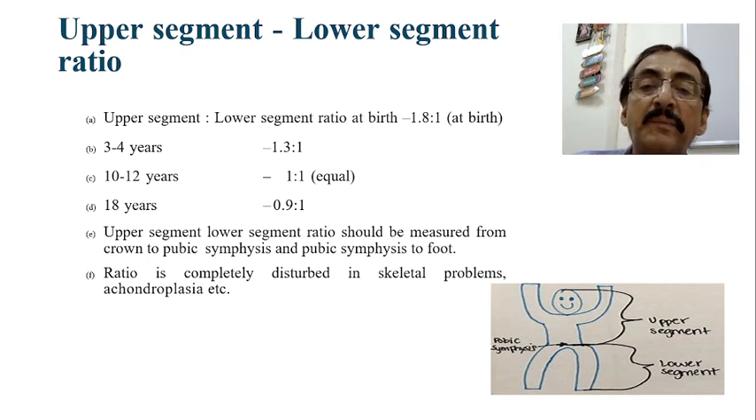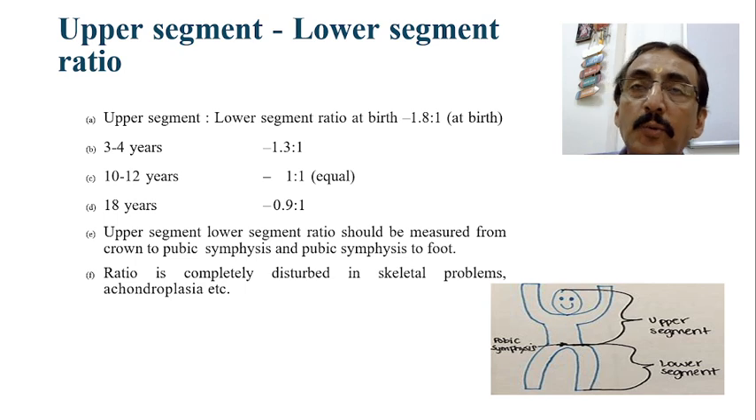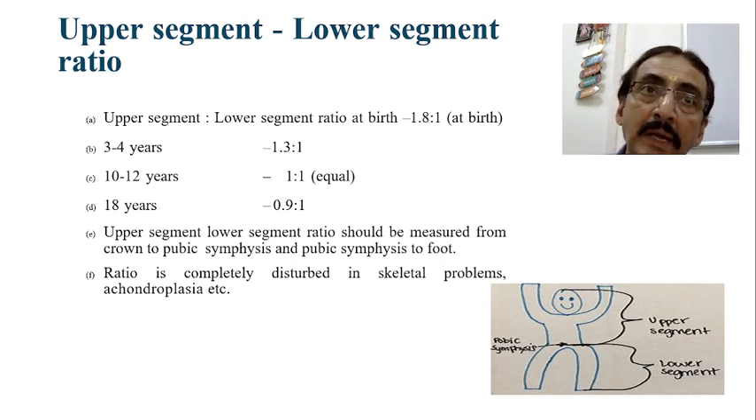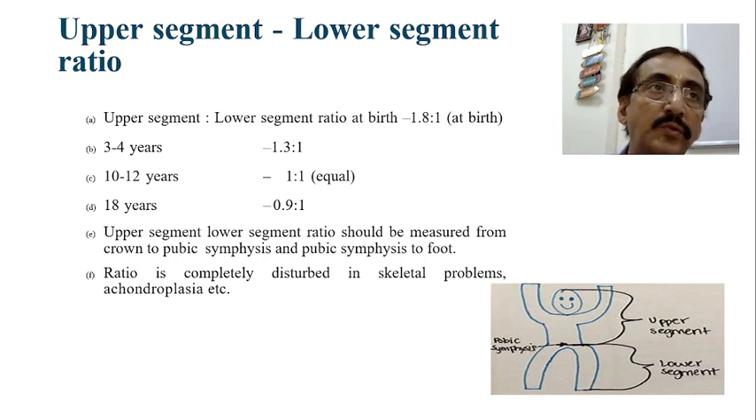The ratio is completely disturbed in skeletal problems, such as achondroplasia or skeletal dysplasias. In these conditions, the upper segment to lower segment ratio is completely disturbed. In any condition with short stature, we always have to check the upper segment and lower segment ratio, because short stature may be proportionate or disproportionate. How do you identify whether the short stature is disproportionate? By means of the upper segment lower segment ratio. This is usually seen in achondroplasia, skeletal dysplasias and many other conditions.